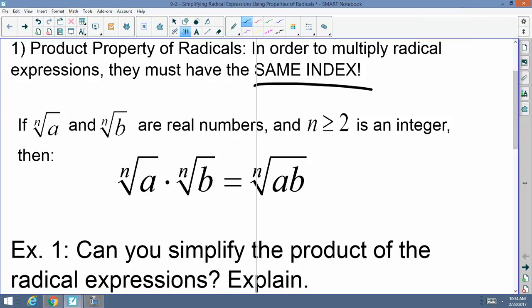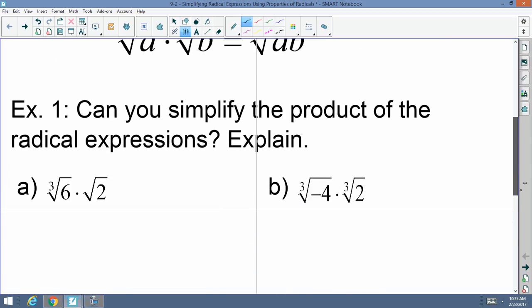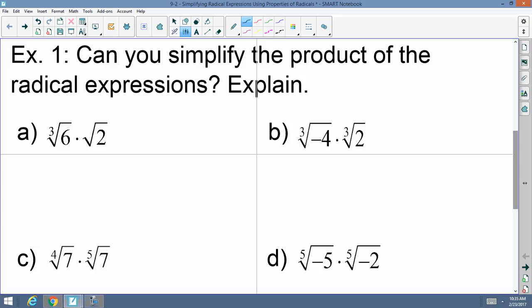So, they have to have the same index. If they don't have the same index, you can't multiply them by just multiplying the radicands. If they do have the same index, all you have to do is keep the same index and multiply the radicands, the inside. So here, can you simplify the product of the radical expressions? In this particular case, I cannot multiply that because that is a cube root, and this is a square root. So I can't multiply those traditionally.